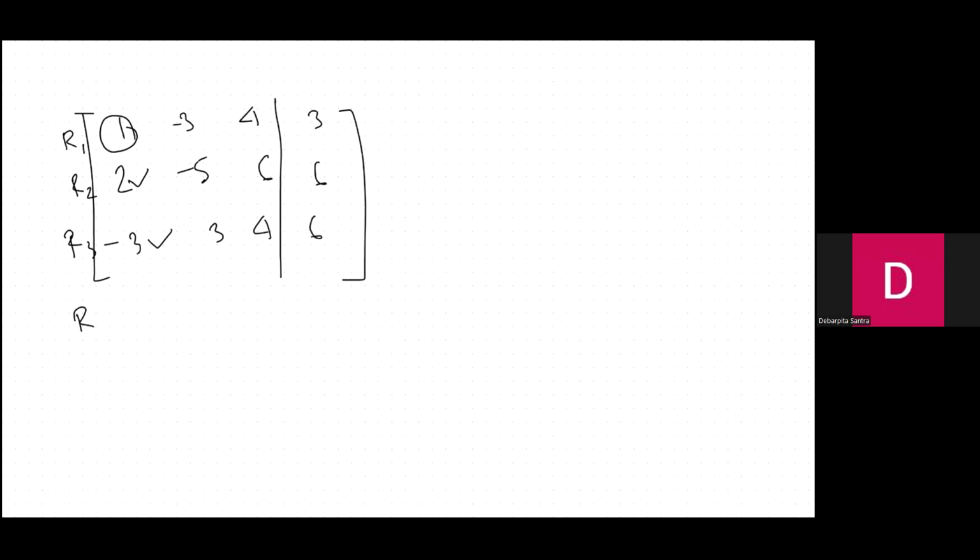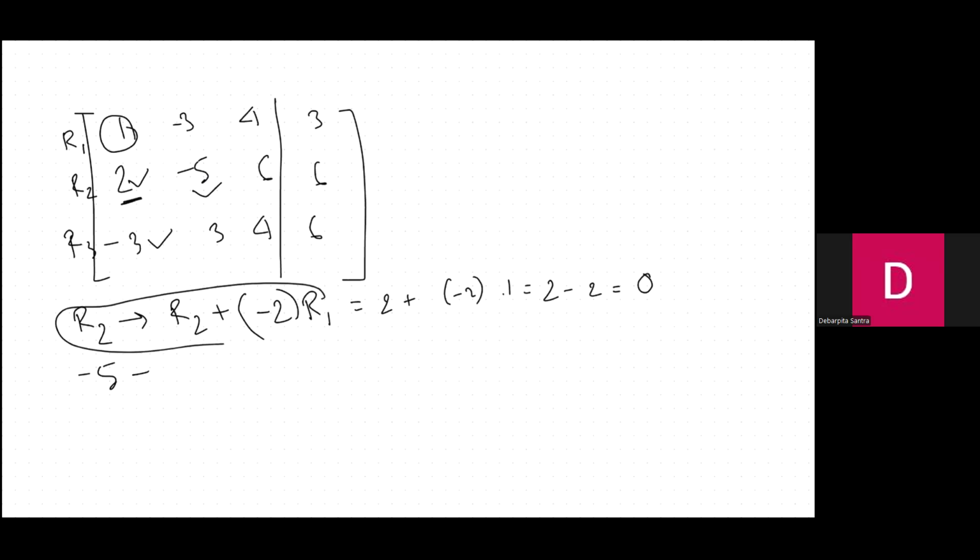What we do? R2 is equal to R2 plus, it is 2. So if I multiply row 1 with minus 2, that is 2. So if I multiply minus 2 with row 1, which is 1, then 2 plus minus 2 into 1, that will be 2 minus 2, so it will be 0. So at this place it will be 0. Similarly for this position it will be minus 5. So this is the operation.